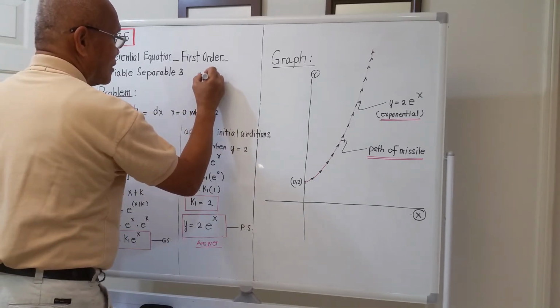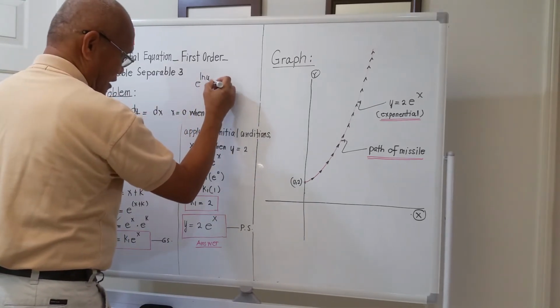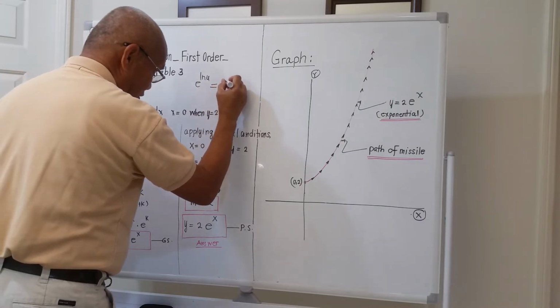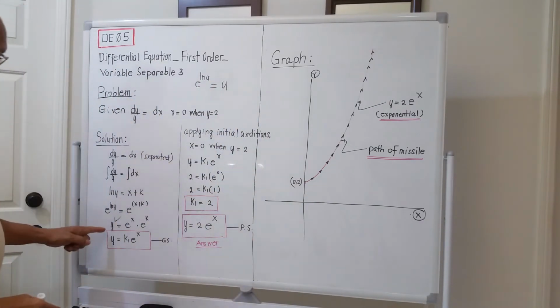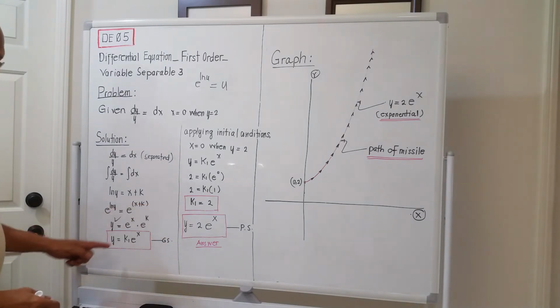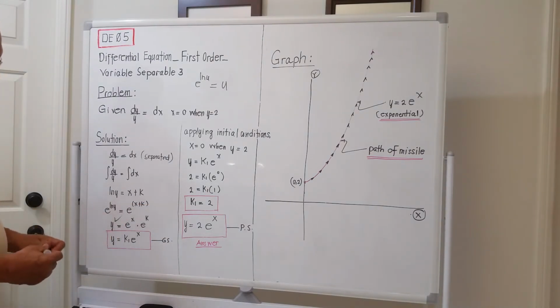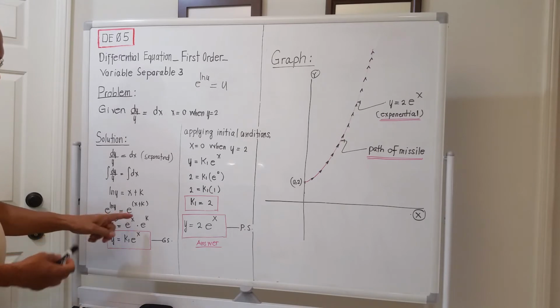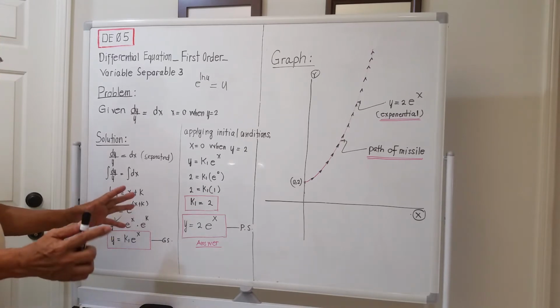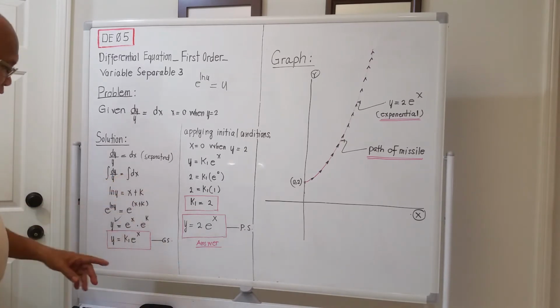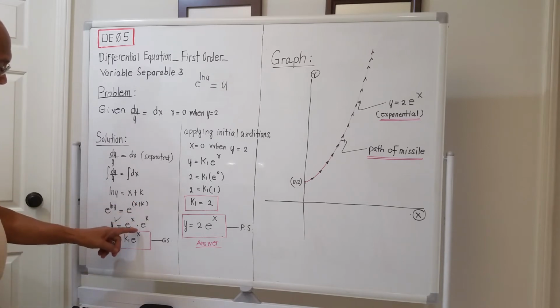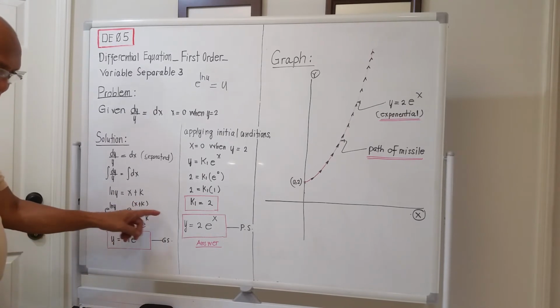e to the natural logarithm of u as a rule is actually u. So the left hand side will be equal to y. The right hand side will be e to the x plus k. The exponent of e on the right hand side is actually a sum, and we could rewrite this as simply e to the x times e to the k.